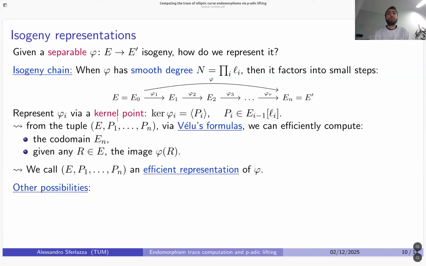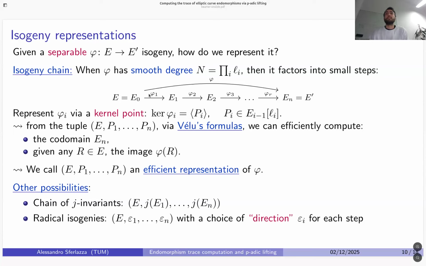And of course, apart from Vélu, there are other possibilities. For example, instead of saving a kernel point for every step, we can save the j-invariant of the intermediate curves. We can use radical isogenies and just choose an l-th root at each step, a direction in the isogeny graph. There are big fans of that in the audience, I guess. Or we can change approach and represent isogenies by their HD representation. We'll cover that in a bit.